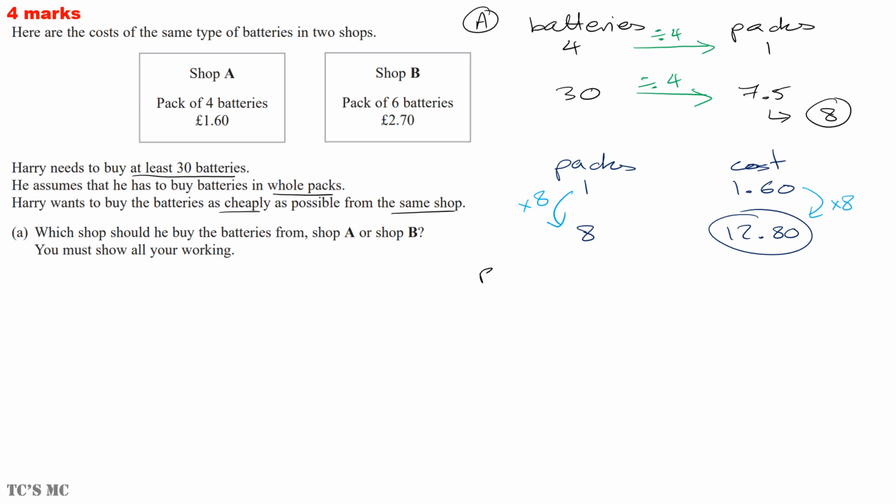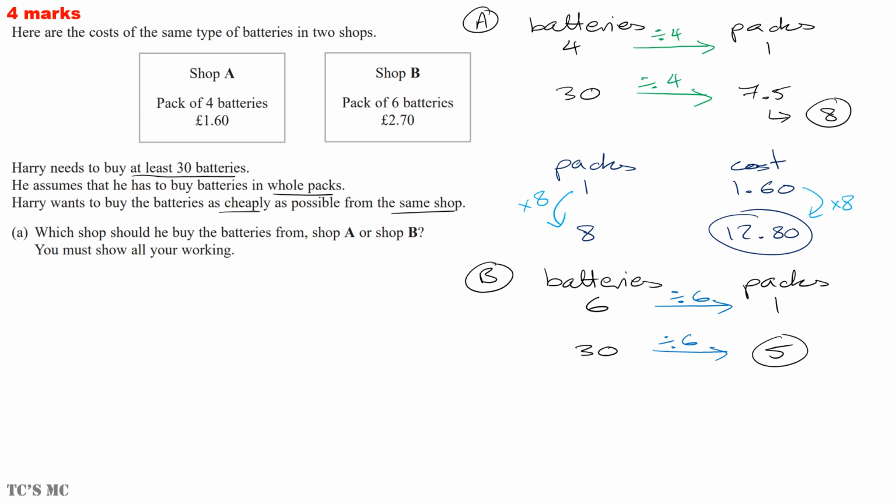Moving on to shop B, we are going to do the same thing. We have batteries and we have packs. In shop B, there are 6 batteries in 1 pack. Remember, Harry wants 30 batteries. To go from 6 to 1, we need to divide by 6. Do the same over here. 30 divided by 6 is 5, which is a whole number.